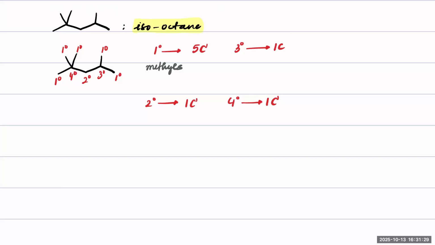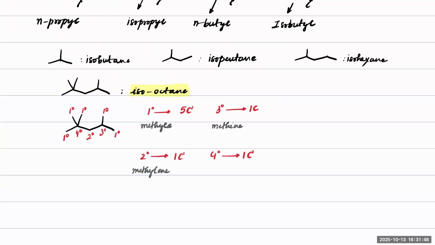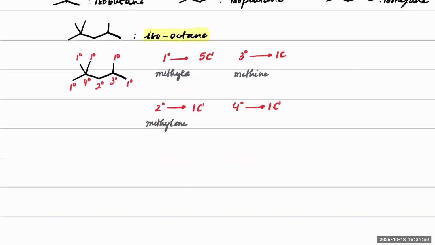If you have 2 degree, it's CH2. CH2 is called methylene. So one methylene group is there. Okay. If it comes to 3 degree, it is called methine. 4 degree does not have any hydrogen at all, so we cannot have that name.